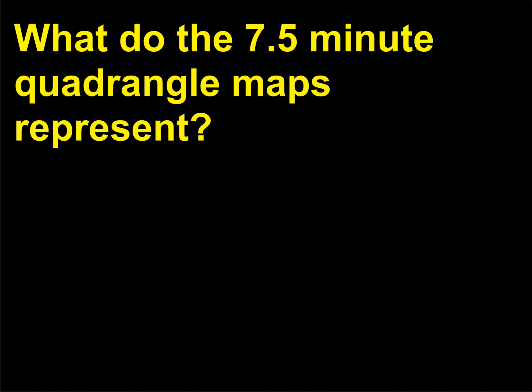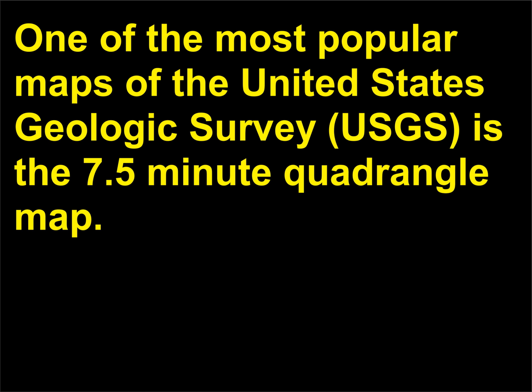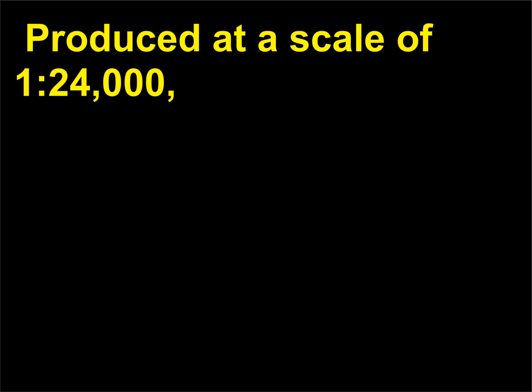What do the 7.5-minute quadrangle maps represent? One of the most popular maps of the United States Geologic Survey, USGS, is the 7.5-minute quadrangle map, produced at a scale of 1:24,000.